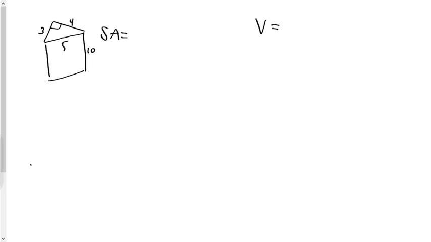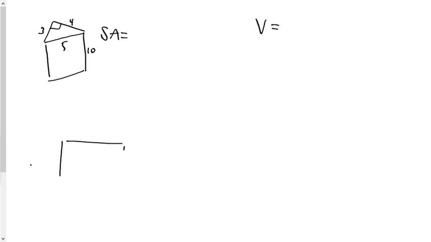Okay, continuing along with our last three questions of our 8 related to surface area and volume and area and perimeter of two-dimensional and three-dimensional shapes. Continuing along with the surface area and volume of prisms, we have a triangular prism.